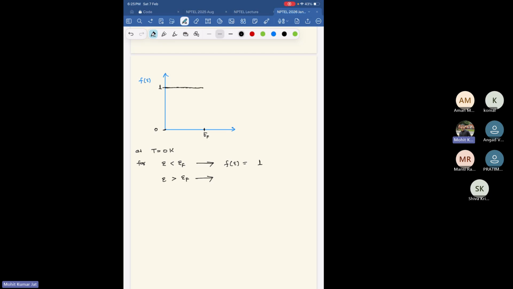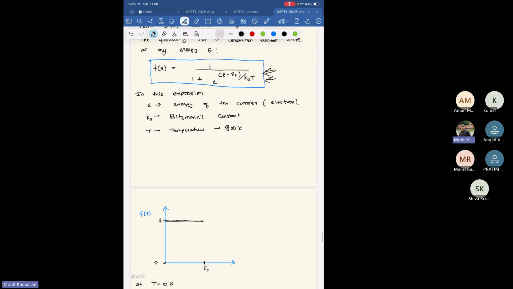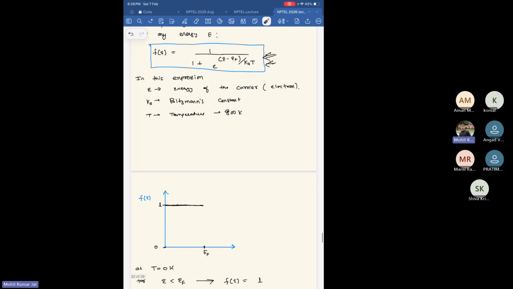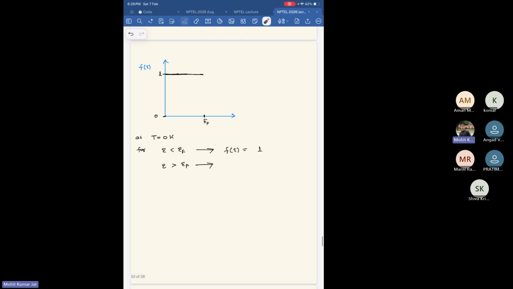Okay, this line is complete now. Until this point we know that F(E) is 1. Now if E is greater than EF, then E minus EF on top will be positive, and a positive quantity divided by zero temperature will be infinite. Then the exponential goes to infinity and your function F(E) goes to 0. The transition is a step-like transition. This is for T equal to 0, the black one.